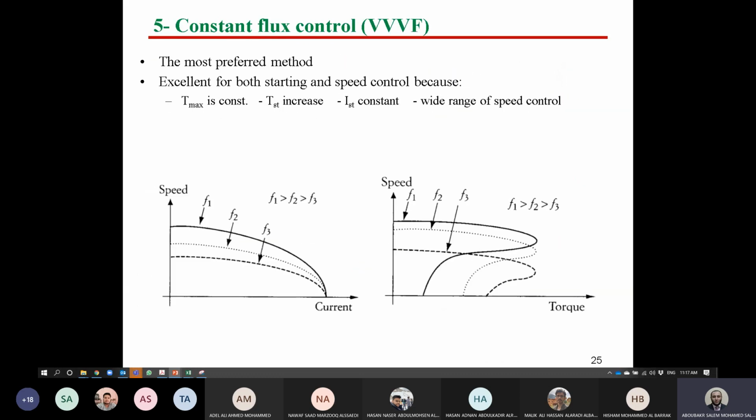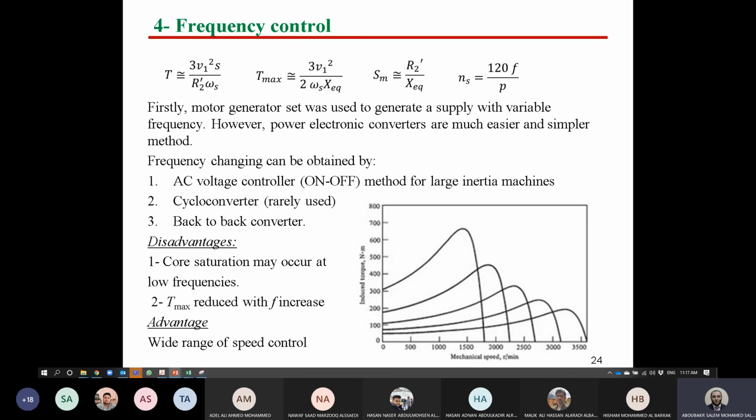We discussed last class also the frequency control, and we could see that by increasing the frequency, you can find here, this is the direction of frequency increase, and you'll find that maximum torque is decreasing, starting torque is decreasing, NS is increasing. So this is the curve direction if we increase the frequency.